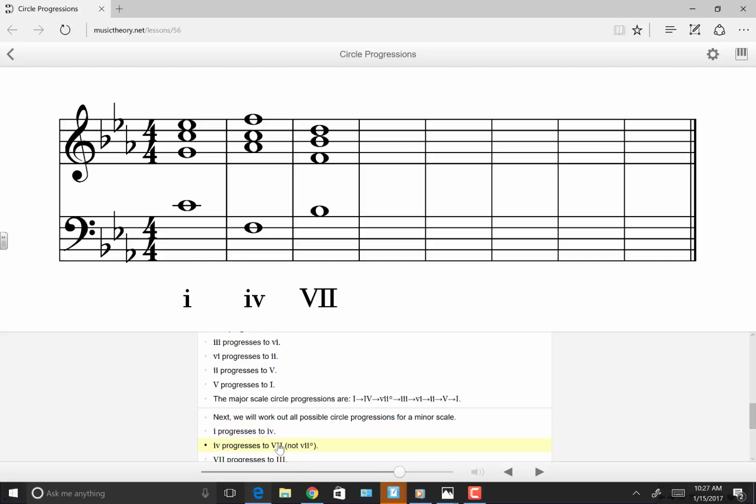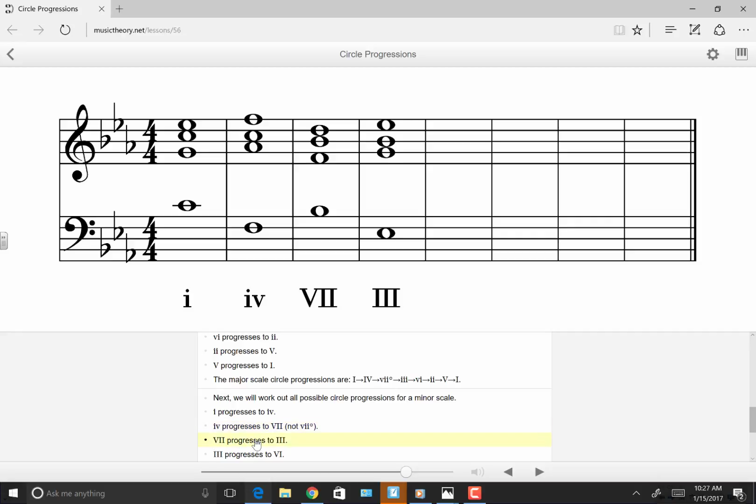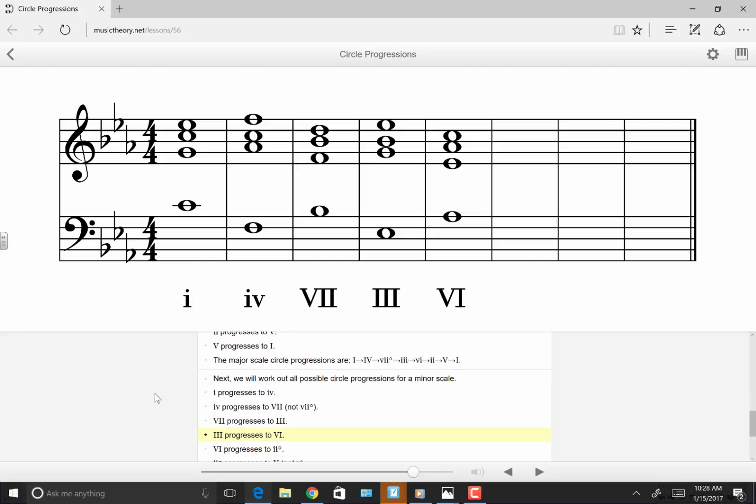From 4, we can go to 7. Note that it is major 7 because we're dealing with natural minor. It's not diminished because we're not using a harmonic minor. From 7, we can progress to the major 3 chord. So far we have 4, 7, 3. The major 3 chord can progress to the major 6 chord. The 6 chord is major in minor.